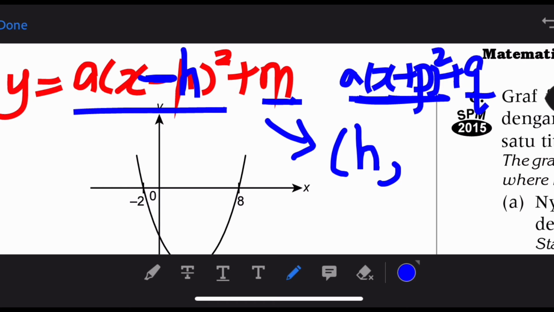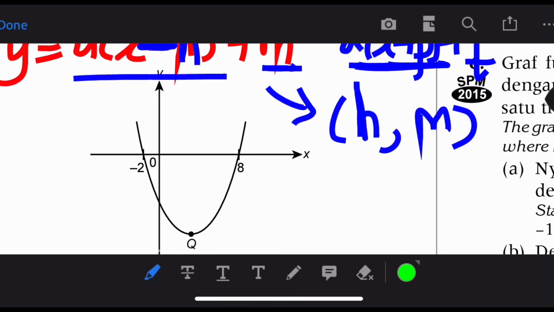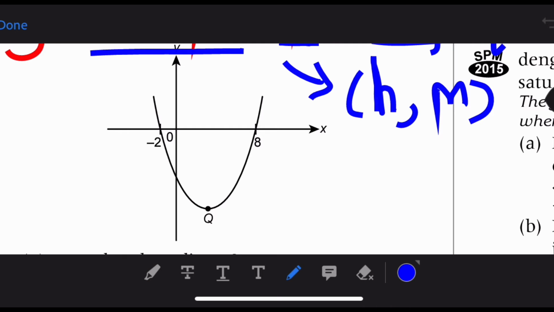letting this perfect square be 0. If the perfect square is 0, x will be h. It will be the opposite sign. If here is negative, here will be positive. This is positive h, then m. So actually this point is the point Q. This is the turning point.